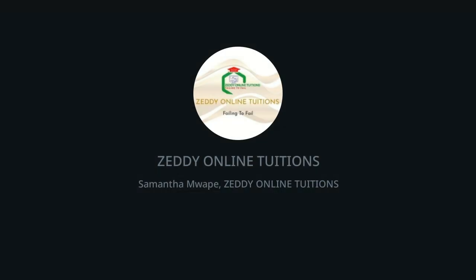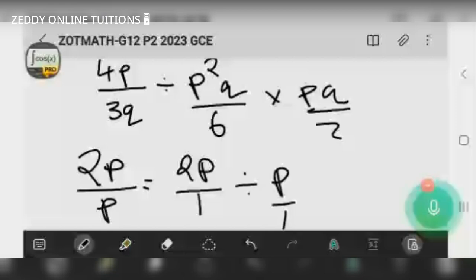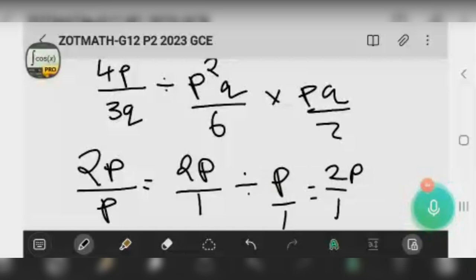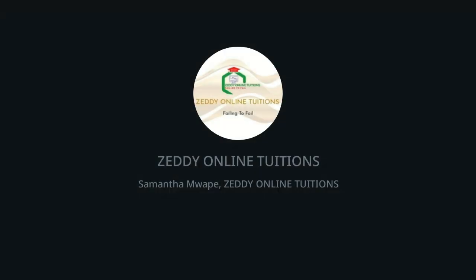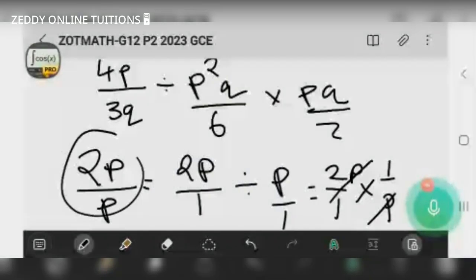So now what we can do for us to solve this is we change the sign and say 2p over 1 multiplied by, when we change the sign to multiplication, we reciprocate the fraction which is on the right hand side. And then the p will come down and the 1 will go on top, which means that you can now cancel these ones. Have you seen the concept? Which is the same as just here. Have you gotten the point?